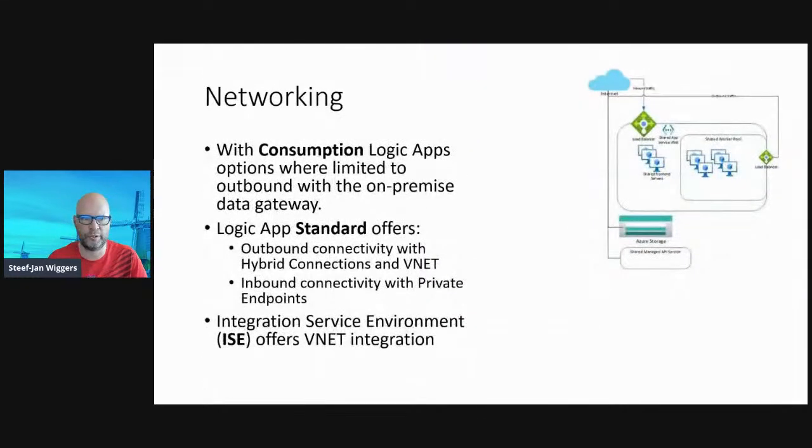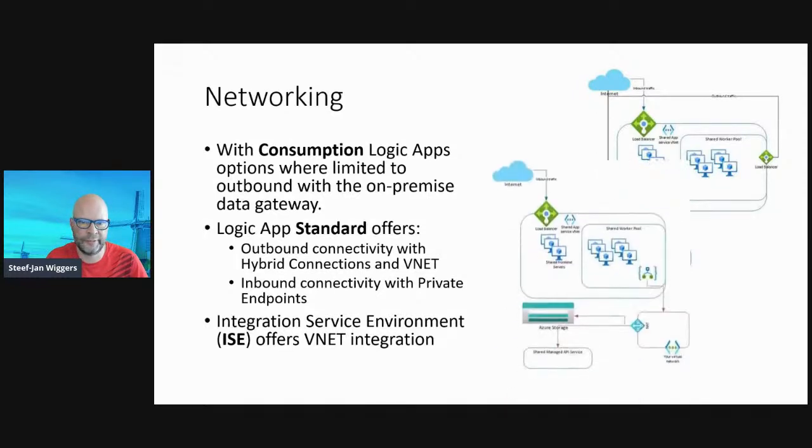Similarly, that also applies to networking. With consumption, you're limited to the on-premises data gateway if you're looking at outbound connectivity. Standard, however, offers outbound connectivity through hybrid connections or VNet, and also inbound connectivity with private endpoints. There's just more support for networking, which stems from the fact that it inherits a lot of that app service runtime. And like I said, with the integration service environment, you get your VNet integration. So there's some networking capability as well, where you can also leverage things like a load balancer, and you get subnets and all that kind of stuff. That's from the networking aspect.